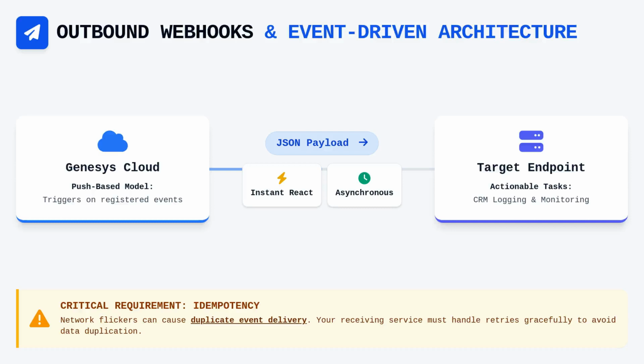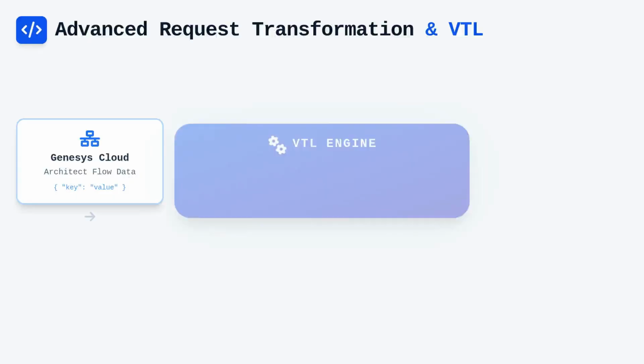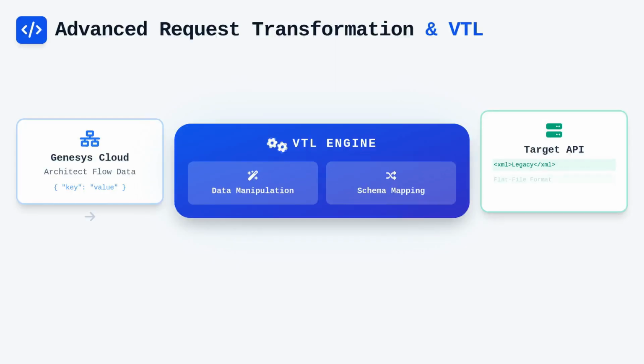If a network flicker occurs, Genesys Cloud may attempt delivery again, and your receiving service should be prepared to handle potential duplicate events gracefully. Building complex requests often requires moving beyond simple key-value pairs, which is where custom body templates become indispensable. You can utilize Velocity Template Language, VTL, to manipulate incoming Genesys Cloud inputs before they are sent to the target API. If you need to interface with legacy systems, you might find yourself needing to convert JSON structures into XML or specific flat file formats.